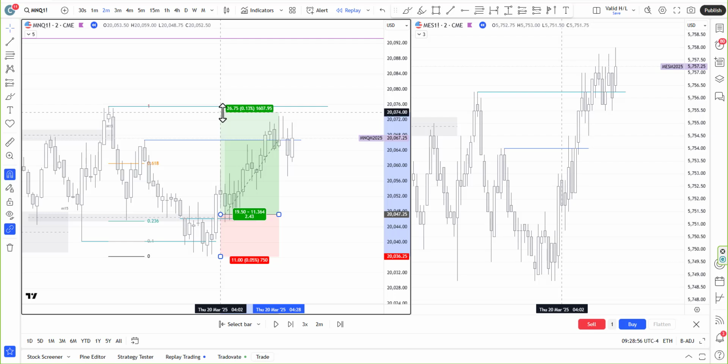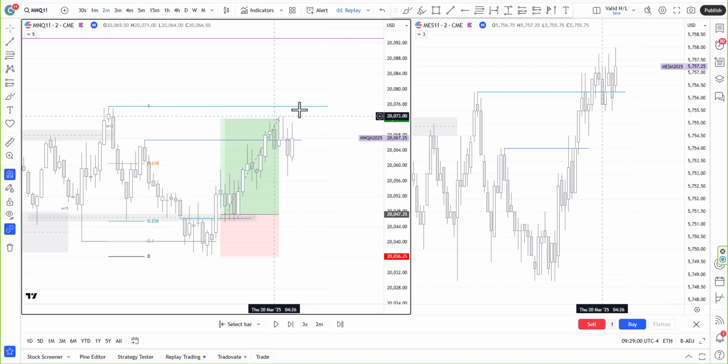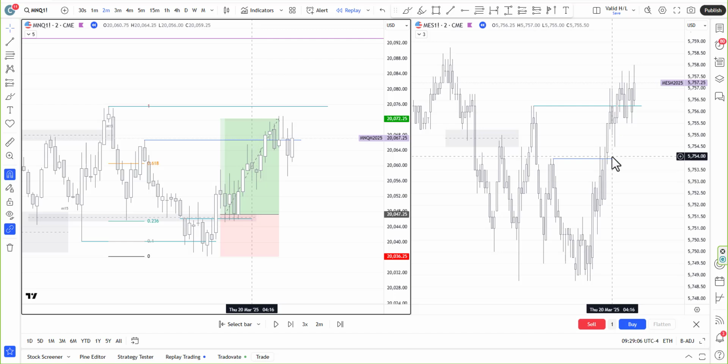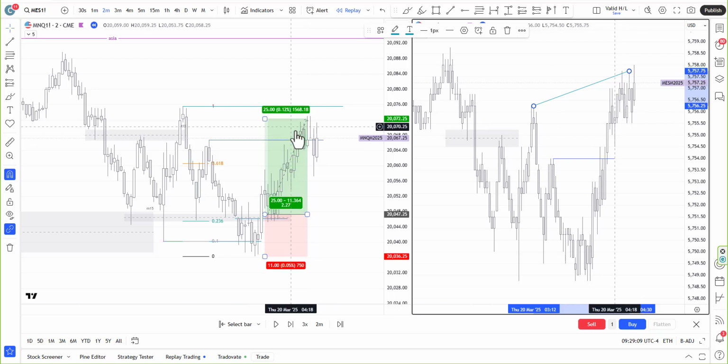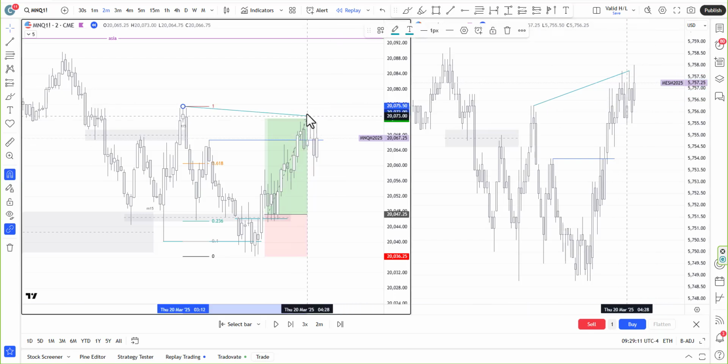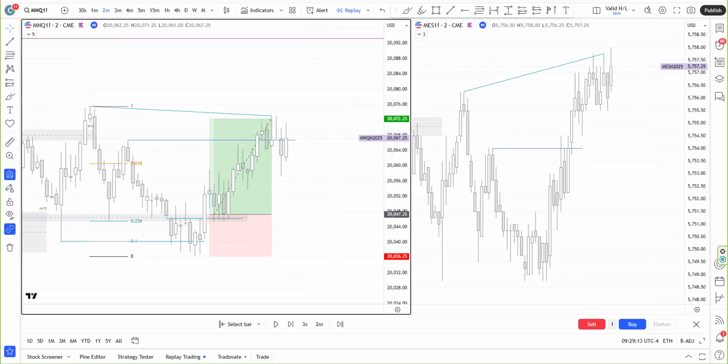I think it was here originally, and then I moved it all the way down to here because I thought, hey, this is showing some consolidation. We could possibly reject, because there was also an SMT. So this was showing a higher high, and now this was showing a lower high. So yeah, I got out.